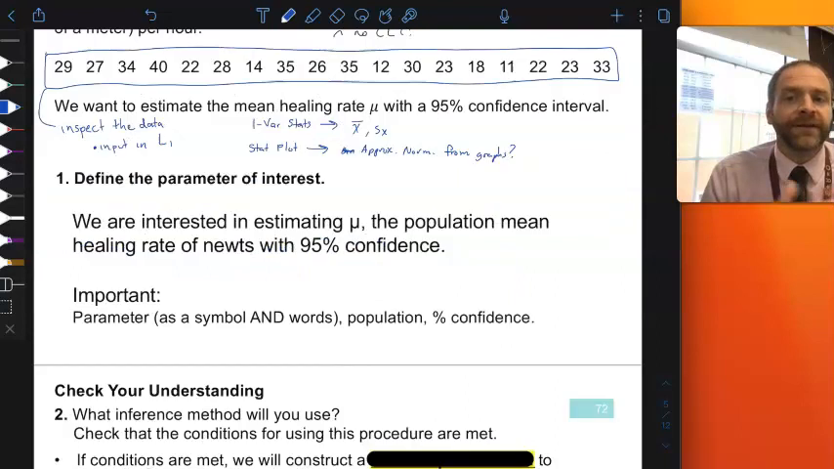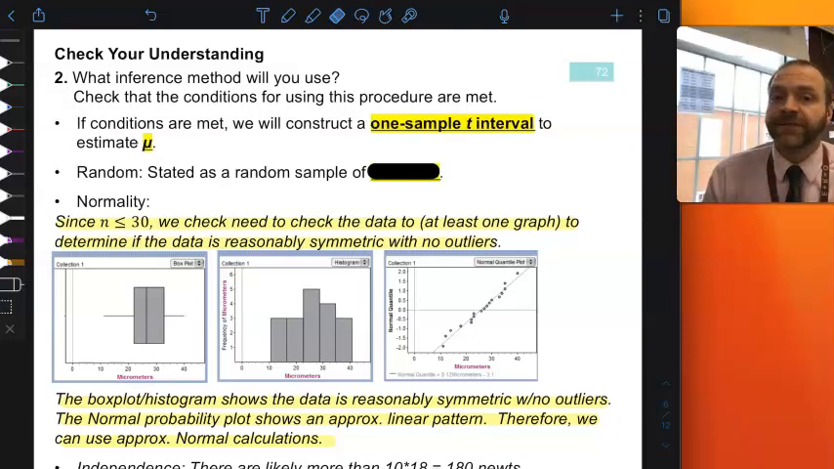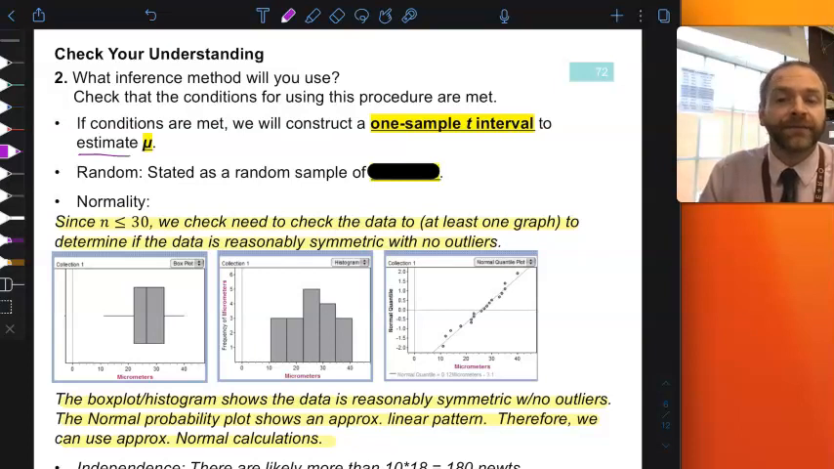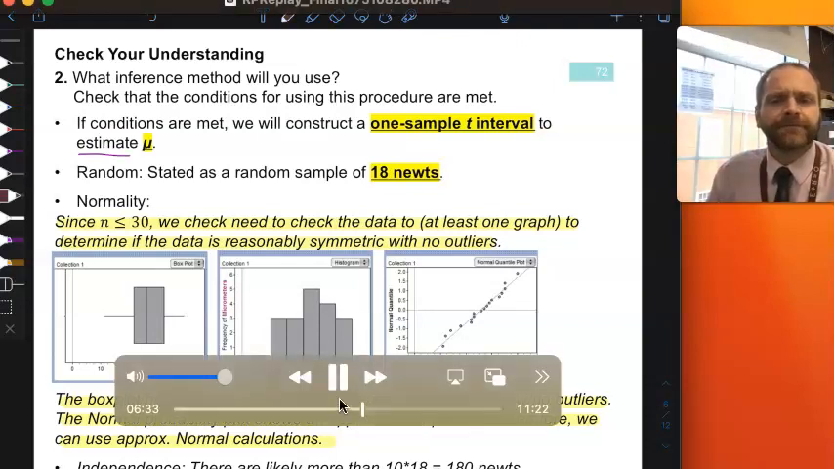So now that we have that, let's go on to the plan step. We're going to check the conditions. If they are met, we're going to construct. We have to define our inference procedure: a one sample t interval for mu. It was stated that we do have random. We're trying to estimate mu. 18 newts. Now if we inspect the data, let's go inspect the data.